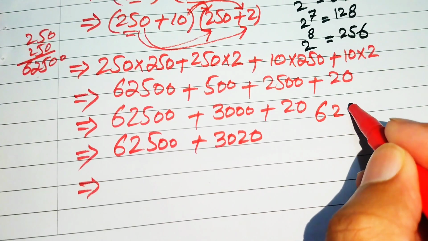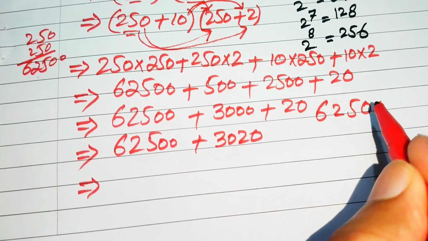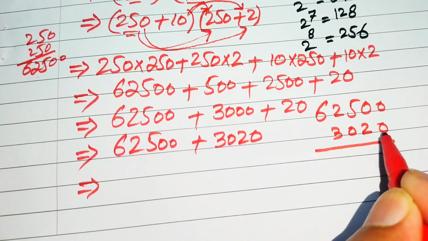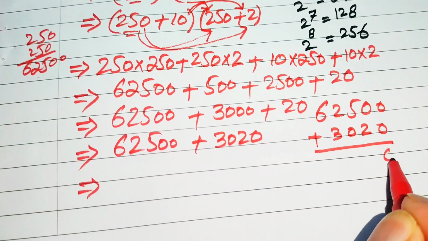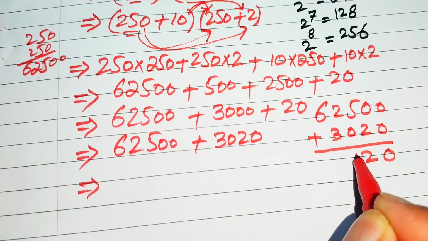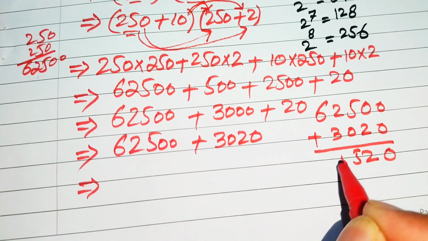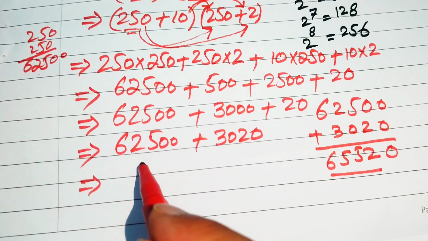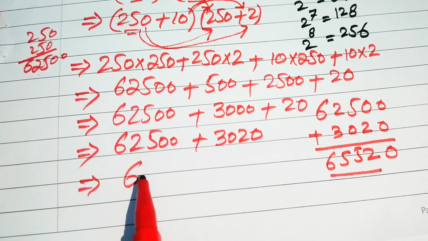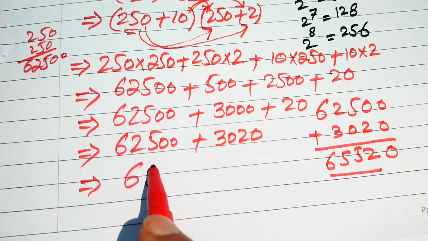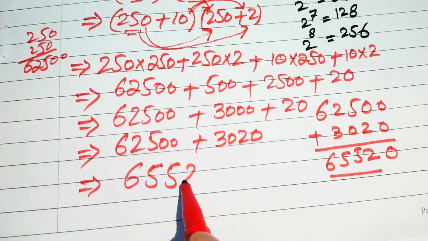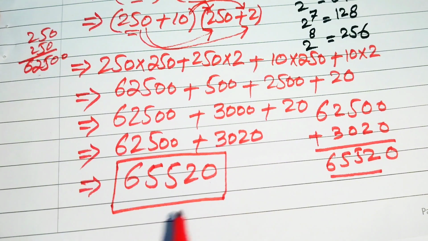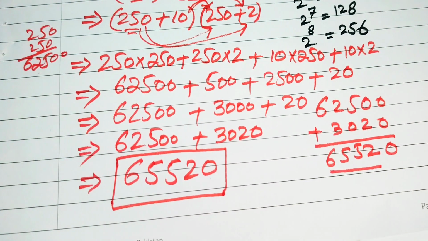So the traditional way is 62500 plus 3020. Here we simply add these numbers. So finally you have the final simplified form of the given expression, 65,520. This is our simplified form of the given question, and this is the final answer.